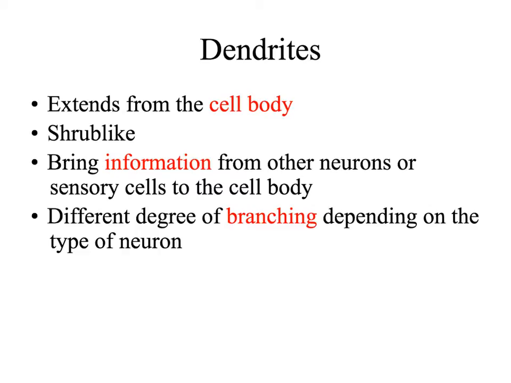All right, the dendrites extend from the cell body. They're shrub-like. They're like little lines sticking out. They bring information from other neurons or sensory cells to the cell body. There's a different degree of branching, so it can get more complicated or simple depending on the type of neuron it is.